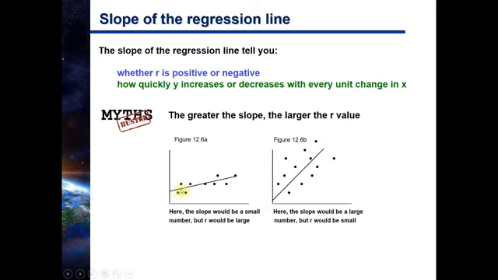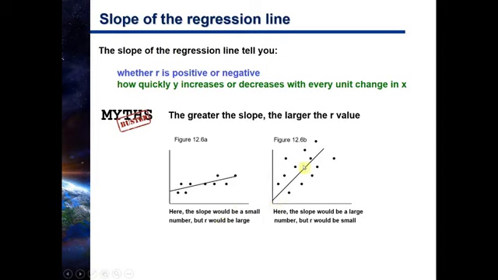So if we looked at this particular example, we see that there's a relatively gentle slope, but all the points are pretty close to the line. So here the r value would be fairly large. It's a gentle slope, but because there's not a lot of scatter around the line, the relationship is a very good one, and that would be reflected by a fairly large r value.